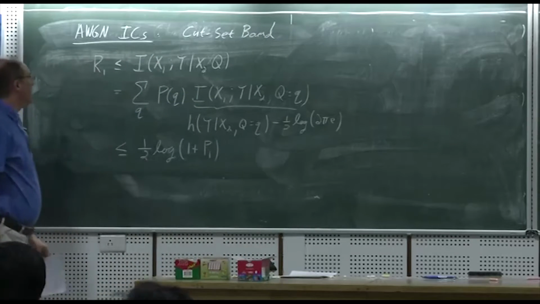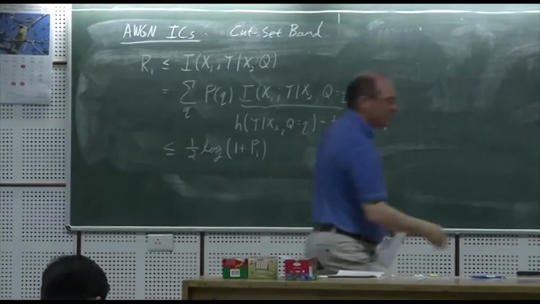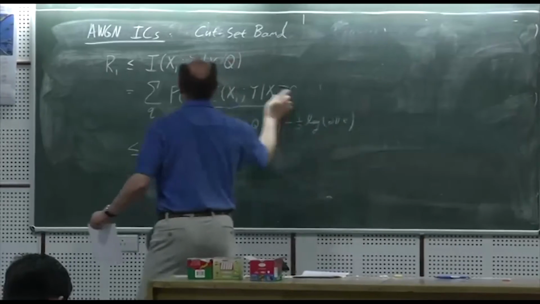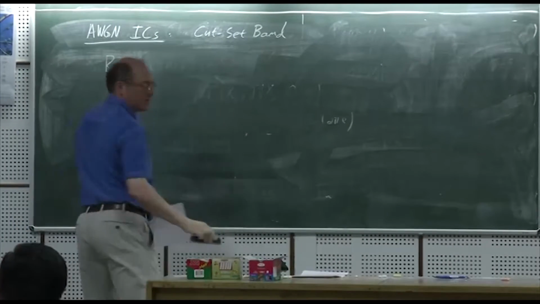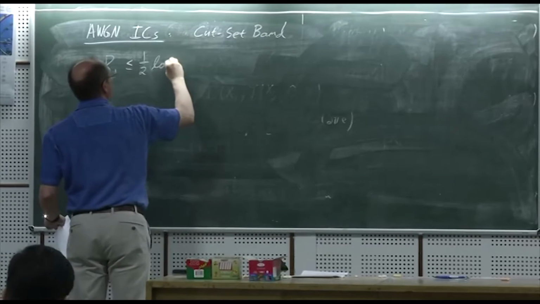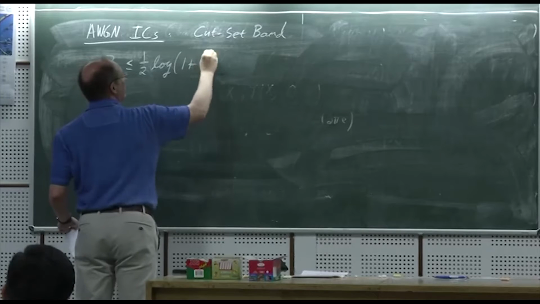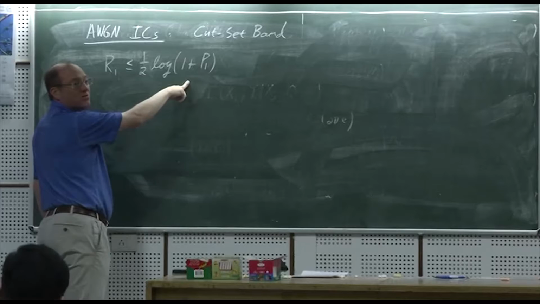Right, that's the cut-set bound. But we'll get the same bound for R2. So the one that's going to be interesting is going to be the last bound. So let's write that here. This is one bound, 1/2 log. And this should make sense because this is clearly the best rate we can achieve if we're sending information always to user 1.